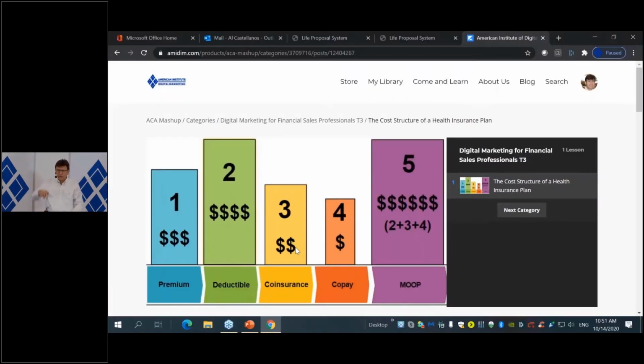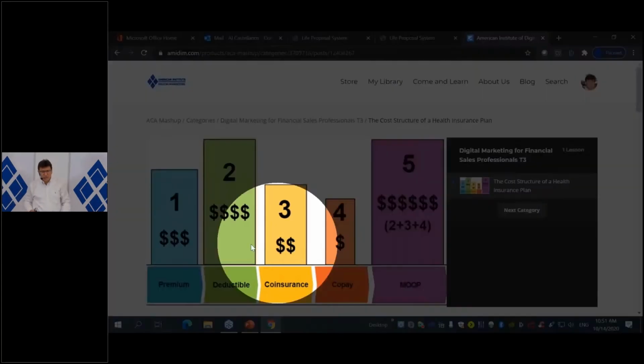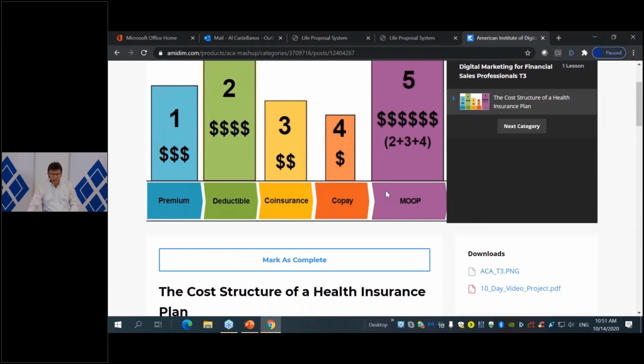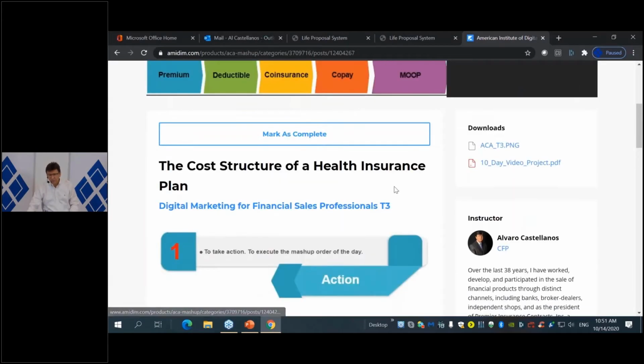I think that's going to be very important this year, because as you see in the ACA training on Fridays, there are a lot of elements associated with how these things move around, and then we have a whole strategy about that. But the point is that today we're talking about the cost structure of a health insurance plan, and that's the mashup that we're going to do.